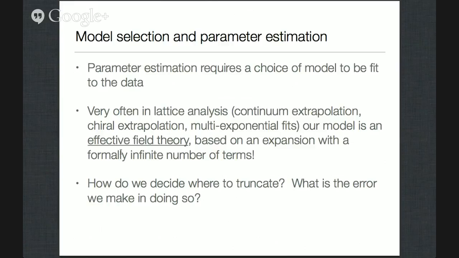The model is an effective field theory. In principle, there's a formally infinite number of terms that you can add in of higher and higher order that are suppressed by some expansion parameter, but you still don't know a priori exactly where you need to truncate the expansion. So how do we decide? And more importantly, if we do just truncate this somewhere, what is the error we make in doing so?